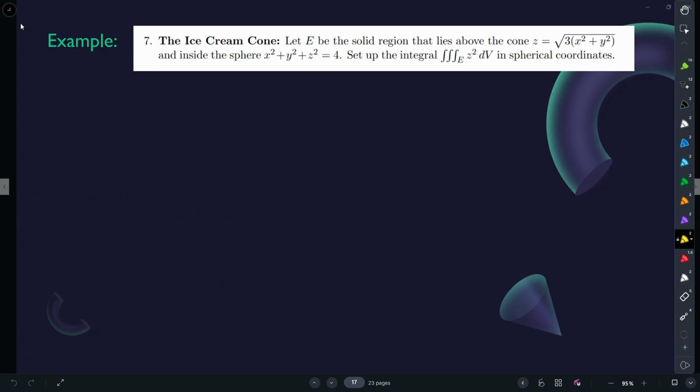So I'm going to start with this ice cream cone. We want to find an integral. It's not just the volume, but an integral of the coordinate z squared dV over a region that resembles an ice cream cone, because we have this function z equals the square root of 3x squared plus y squared.